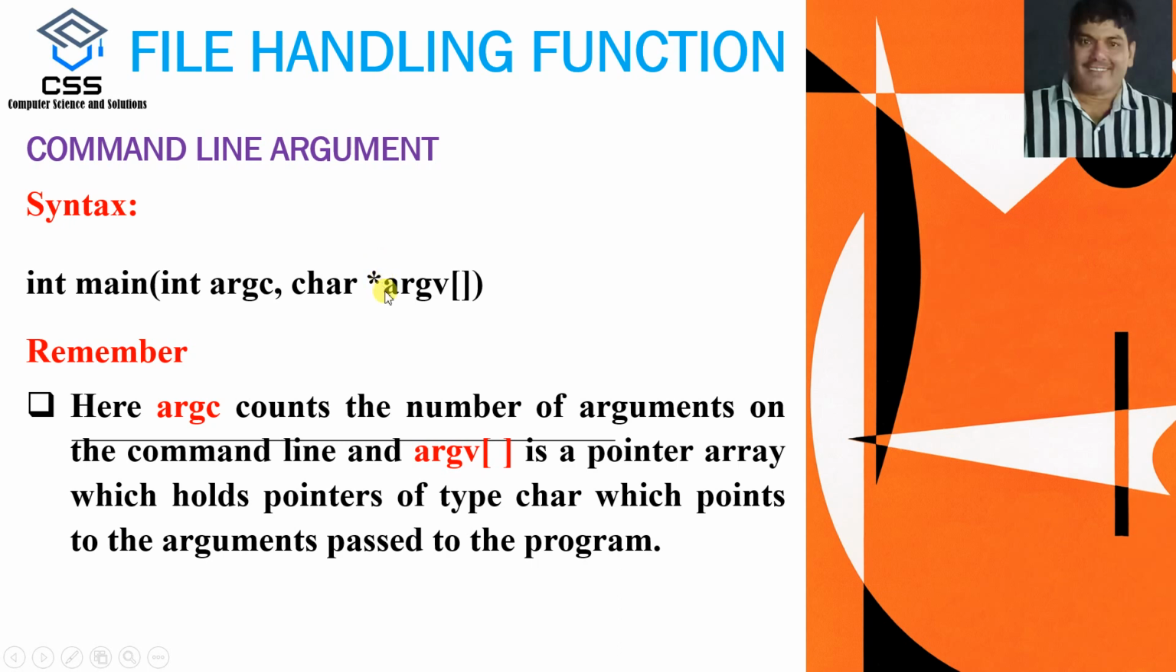Why is it pointer type? Many arguments can be stored. Why is it a character type? Because whatever argument you pass is character type. Means the number of arguments is held by argc and argv contains what the arguments are. Argc counts the number of arguments, argv holds the arguments you pass. Hence, argc counts the number of arguments, and argv is a pointer array which holds the character pointers you pass to the command line argument by main function.